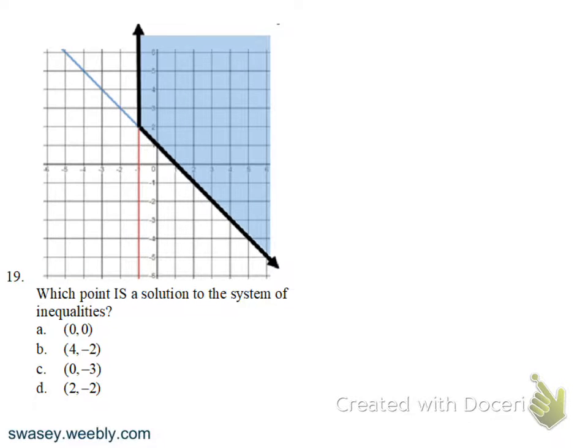So graph these points. So for part A, 0, 0, not in the shaded region. 4, -2. Point B is in the shaded region, that's a solution. 0, -3, point C is not in the shaded region. And 2, -2, point D is not in the shaded region. So choice B is the only solution. I'll have another video for the rest of the review problems.